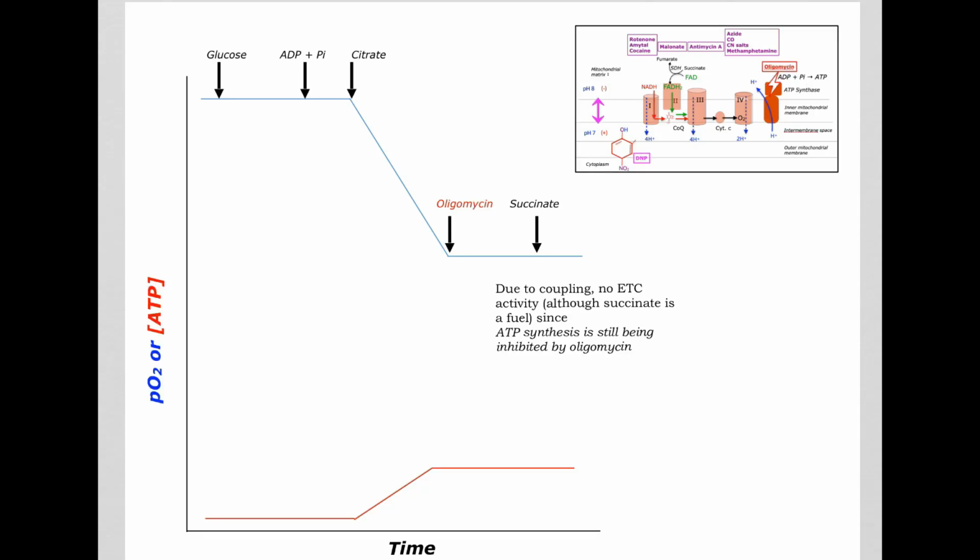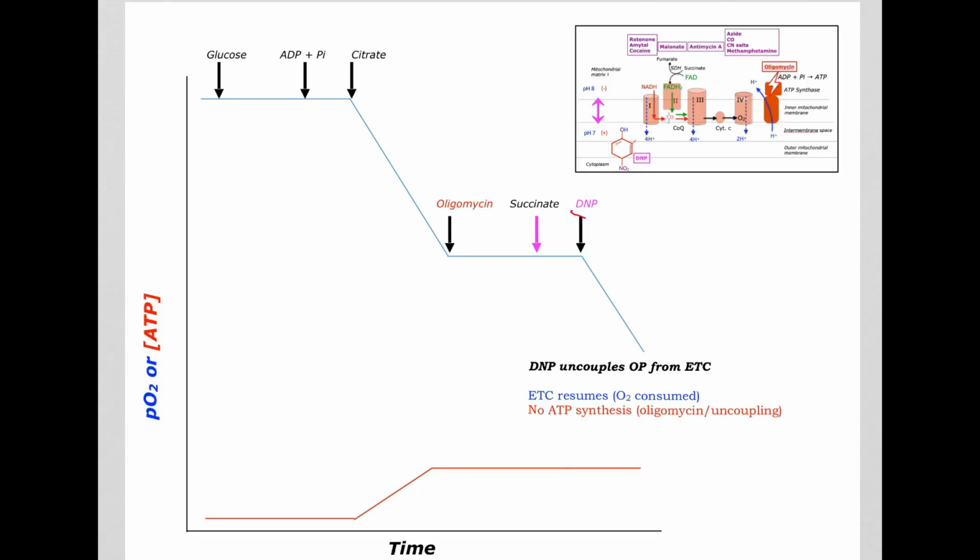There is still no ETC activity, as shown by the lack of oxygen consumption, even after adding more fuel such as succinate. That's because the ATP synthase is still blocked by oligomycin, and ATP synthase is coupled to the electron transport chain.